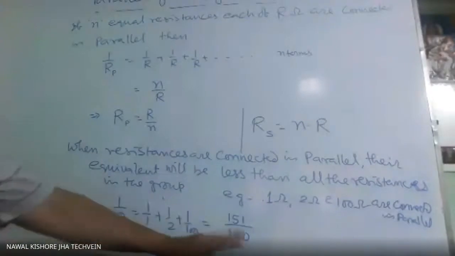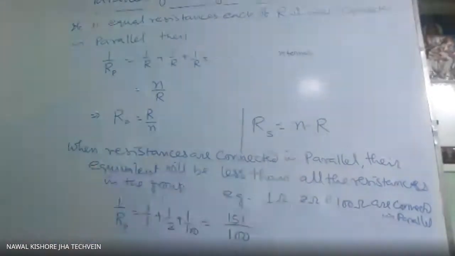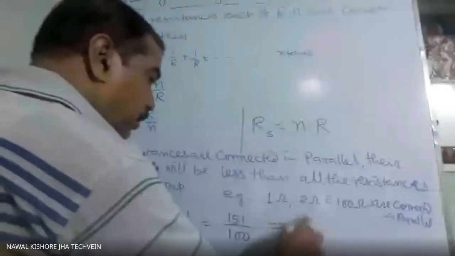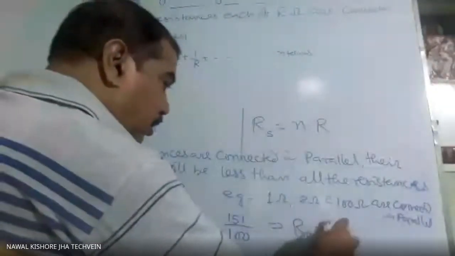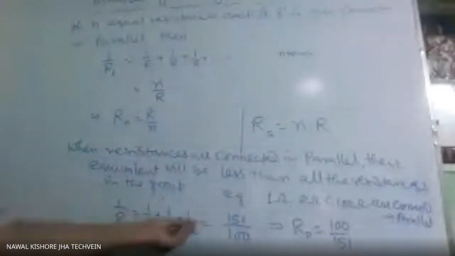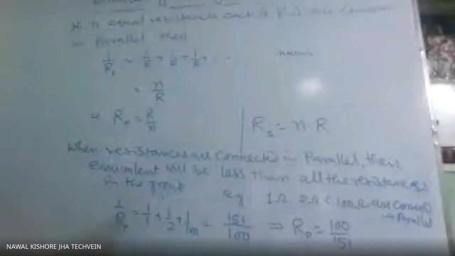Generally, students make the mistake of saying this is the answer. That is wrong. So what will be the parallel equivalent? 100 by 151. So it is less than 1. The smallest one is 1, so it is smaller than the smallest. Whatever the smallest will be in the group, the parallel equivalent will be less than that also.